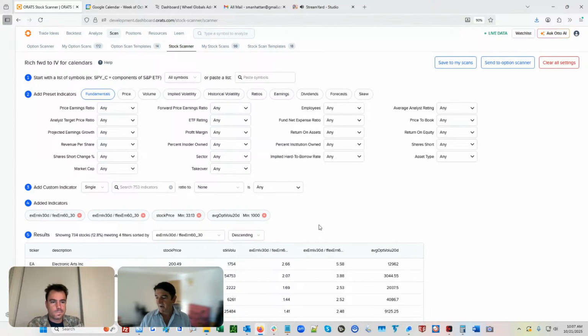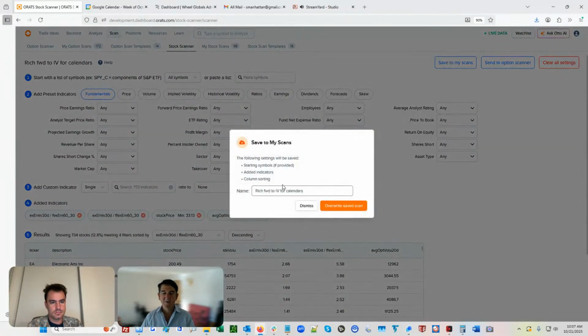Yep. All right, so let's talk about how we're going to identify those types of trades. Now that we understand what a calendar is and when we want to trade them, let's set up a stock scan, as I called mine, rich forwards to IV for calendars. I should have said rich IV to forwards, but why don't we change that? Right, so it's the IV divided by the forward for calendars.